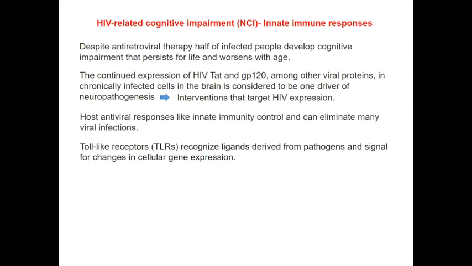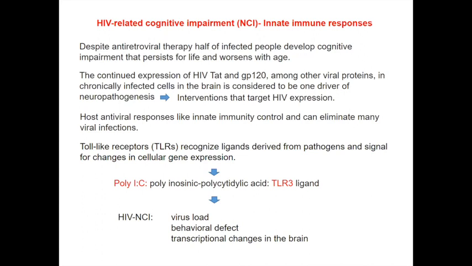Also, host antiviral responses like innate immunity can eliminate many viral infections, and one of the best known innate immunity responses are toll-like receptors that recognize ligands derived from pathogens and signal for changes in gene expression. In this work, we use the compound poly-IC, which is the toll-like receptor 3 ligand, to induce immune response. And we want to see the effect of poly-IC in HIV NCI, in virus load, behavioral defect, and also in transcriptional changes in the brain.